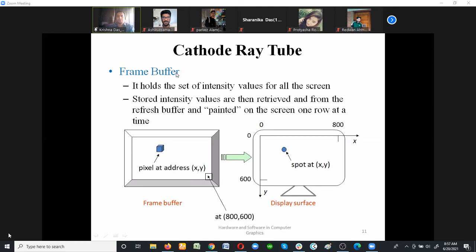So for the frame buffer, always remember it is the memory that holds the set of intensity values for the whole screen. In every case, for any image, you need to define the pixel values for your entire screen. On the basis of that, the intensity values are retrieved from the refresh buffer and painted on the screen one row at a time.